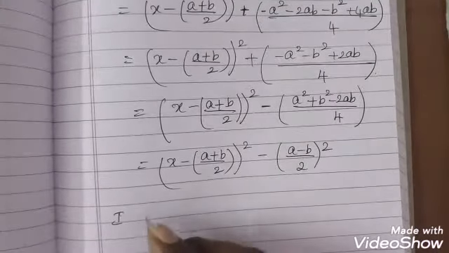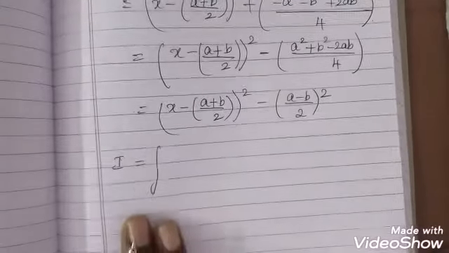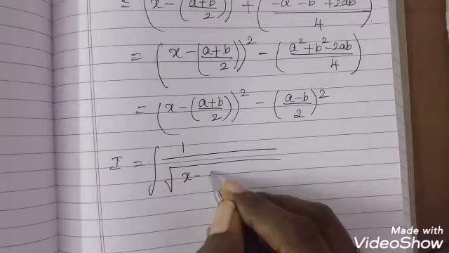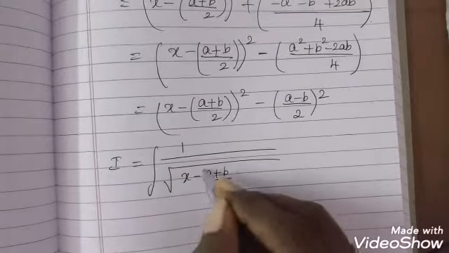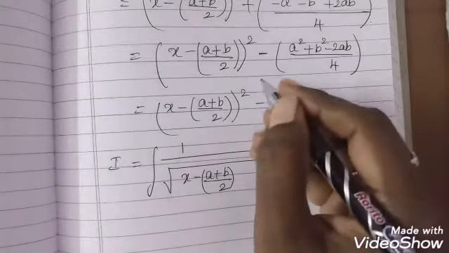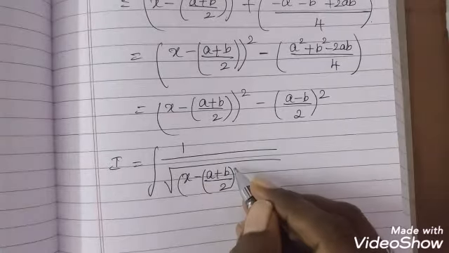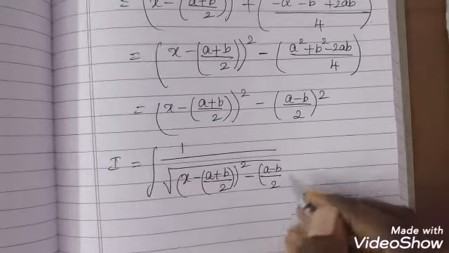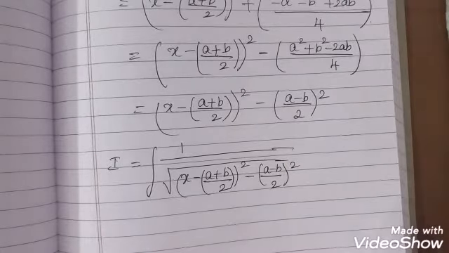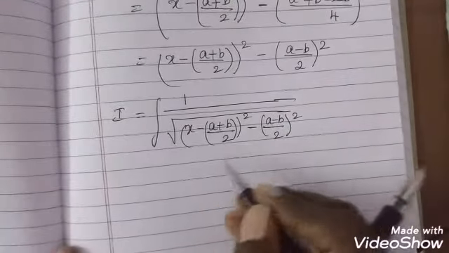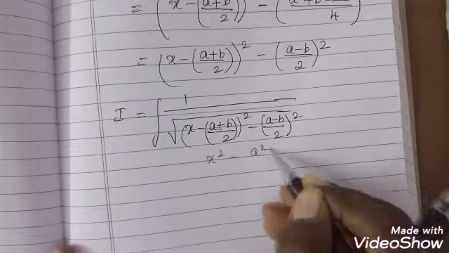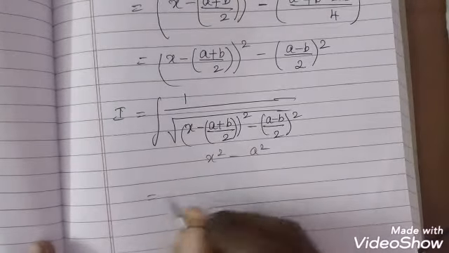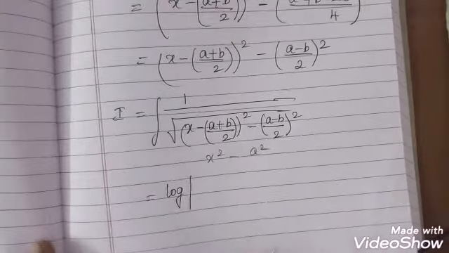So we'll substitute it. I is equal to the integral of 1 divided by the square root of (x minus (a plus b) by 2) the whole squared minus ((a minus b) by 2) the whole square. So can you tell me what form it is? It's nothing but the integral of 1 by square root of x squared minus a squared. What's the formula here? It's equal to log of modulus of x.